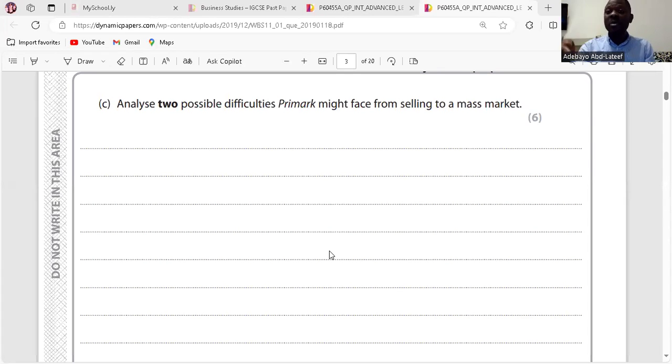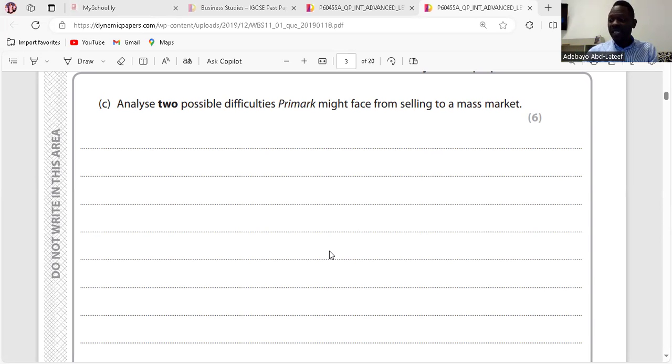Selling in the mass market, yes, Primark is selling at a lower price to gain more market share, right? So selling at a lower price means it could be a problem. How can it be a problem? It can be a problem because Primark must be consistent to be cost efficient, because that is its unique selling point. The unique selling point is selling at a lower price. That's why it's getting more customers. So if cost increases, Primark might not be able to increase its price, because if it does, customers might start buying from Marks and Spencer or Next.